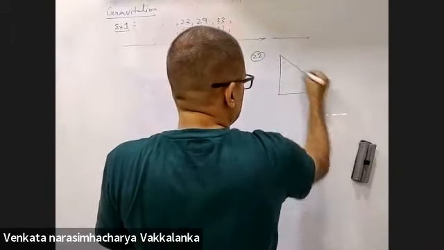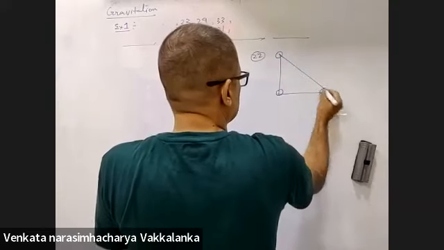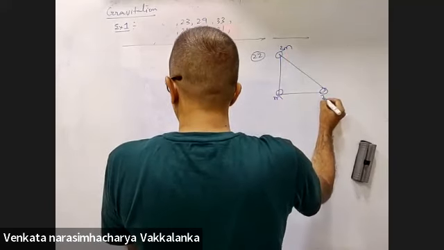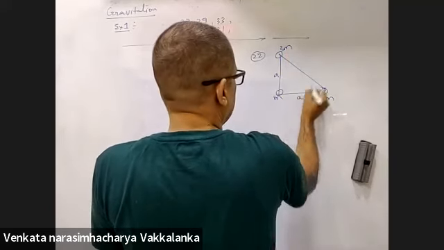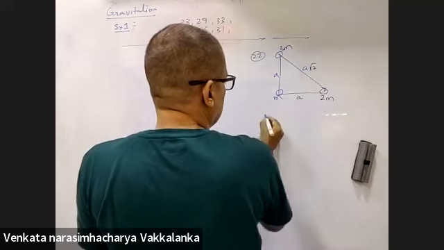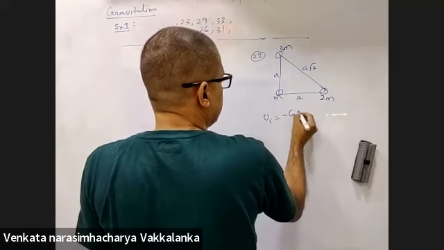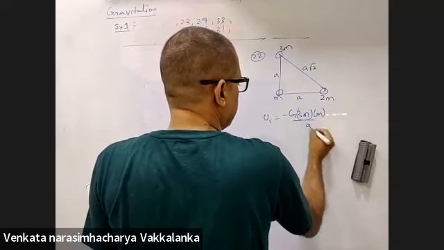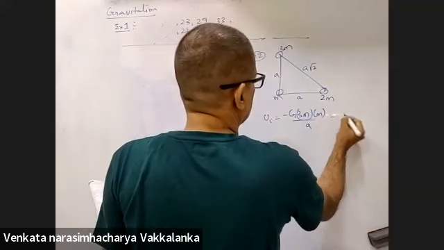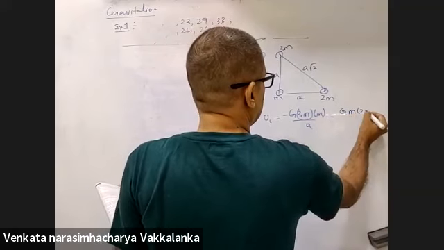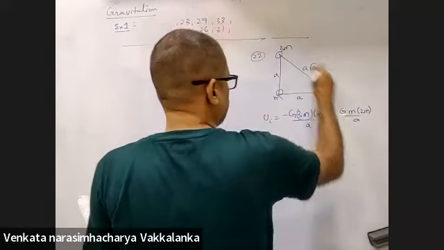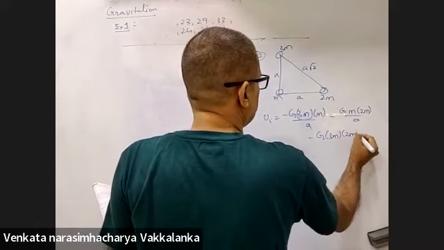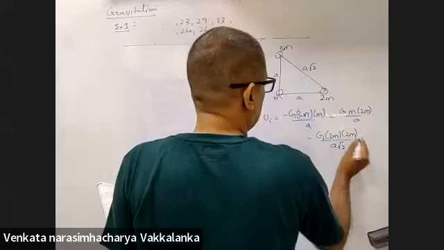For the initial potential energy, he gave some masses here. This is given as 3m, this is given as m, this is given as 2m, and this side is a root 2. What is the initial potential energy? Minus G 3m into m divided by a, minus G m into 2m divided by a, minus G 3m into 2m divided by a root 2.